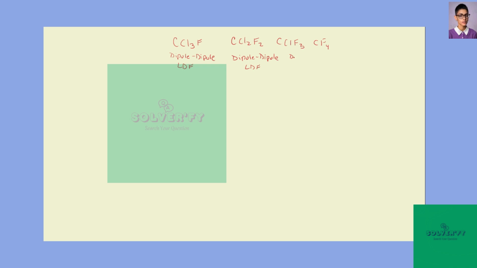And again, with this one, these will also have dipole-dipole as well as London dispersion forces. Finally, our CF4 is a non-polar molecule, so the only intermolecular force it's going to have are London dispersion forces.